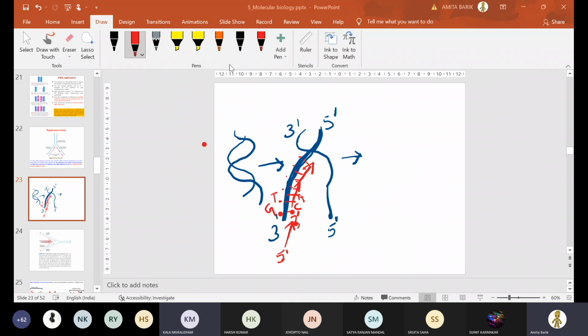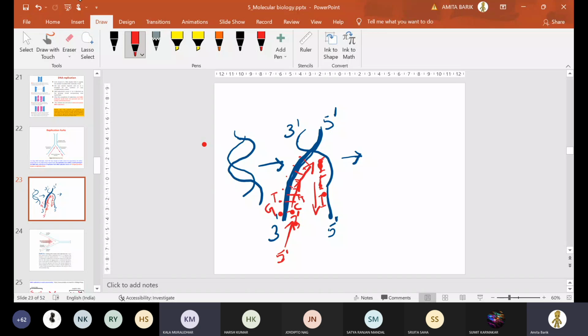But in the other strand, where this is happening the other way, the strand is not completely continuous. It is discontinuous, where we are forming small fragments. These small fragments of DNA are known as the Okazaki fragments, named after the Japanese scientist Okazaki who discovered them. These small strands are formed in the other direction, this way. And at the end, these small fragments are joined together with the help of another enzyme.